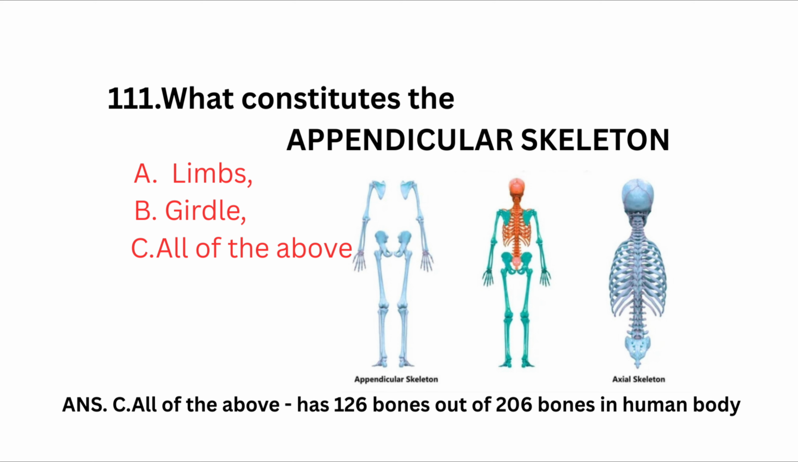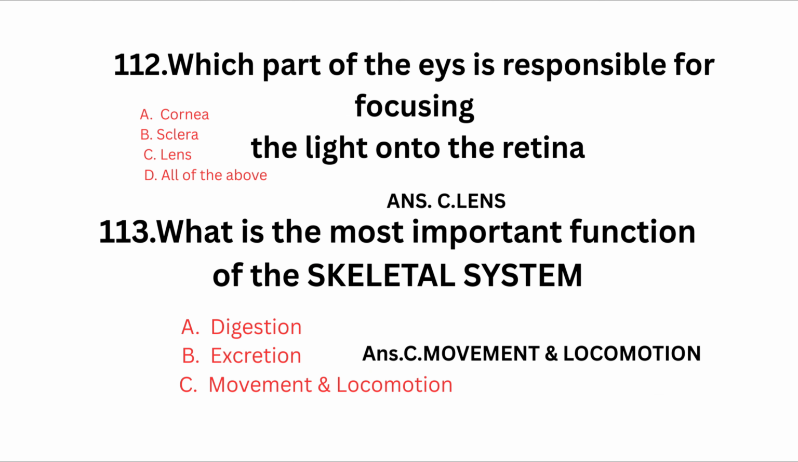111. What constitutes the appendicular skeleton? Guys, I've given the appendicular and axial skeleton. A. Limbs. B. Girdle. C. All of the above. Answer C. All of the above has 126 bones out of the 206 bones in the human body. So guys, you could check out the diagrams of both the axial and appendicular skeleton on the right. I hope that will help you in your memorizing process.